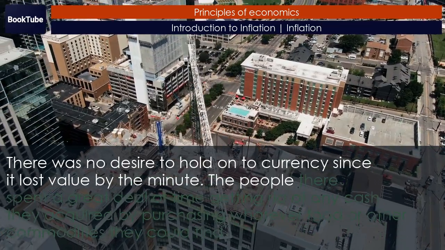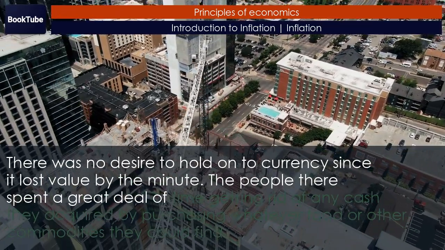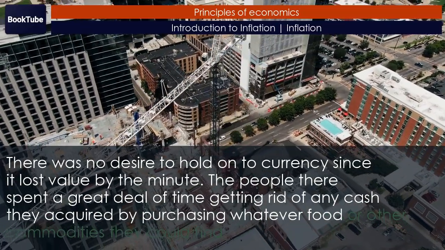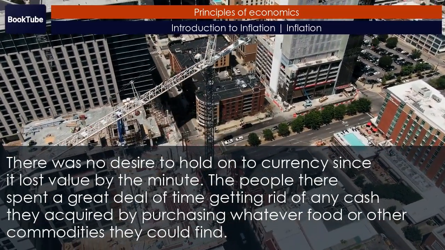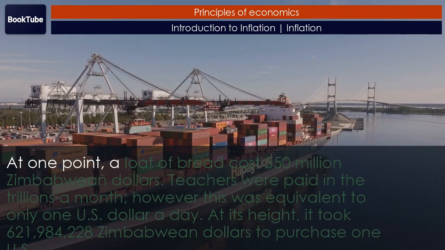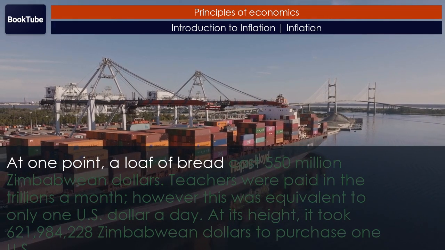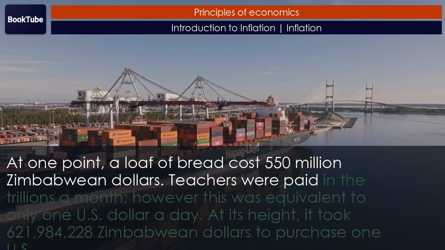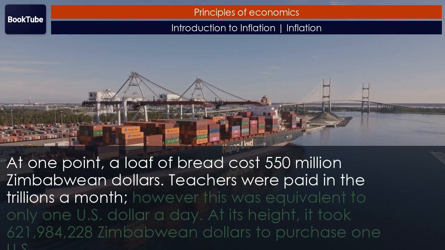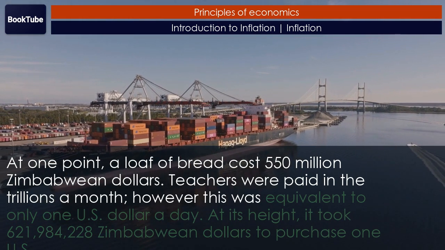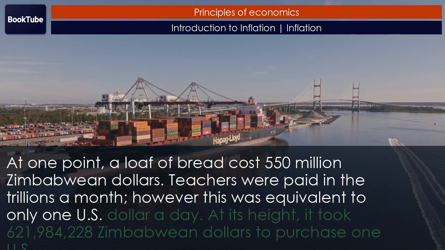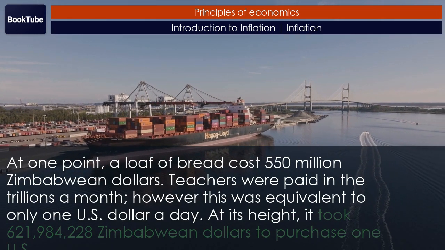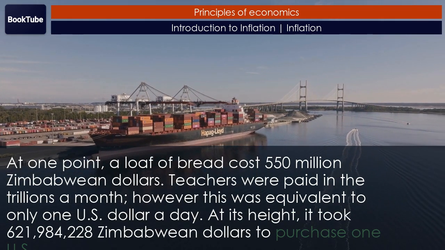The people there spent a great deal of time getting rid of any cash they acquired by purchasing whatever food or other commodities they could find. At one point, a loaf of bread cost 550 million Zimbabwean dollars. Teachers were paid in the trillions a month. However, this was equivalent to only $1 a day. At its height, it took 621,984,228 Zimbabwean dollars to purchase $1.